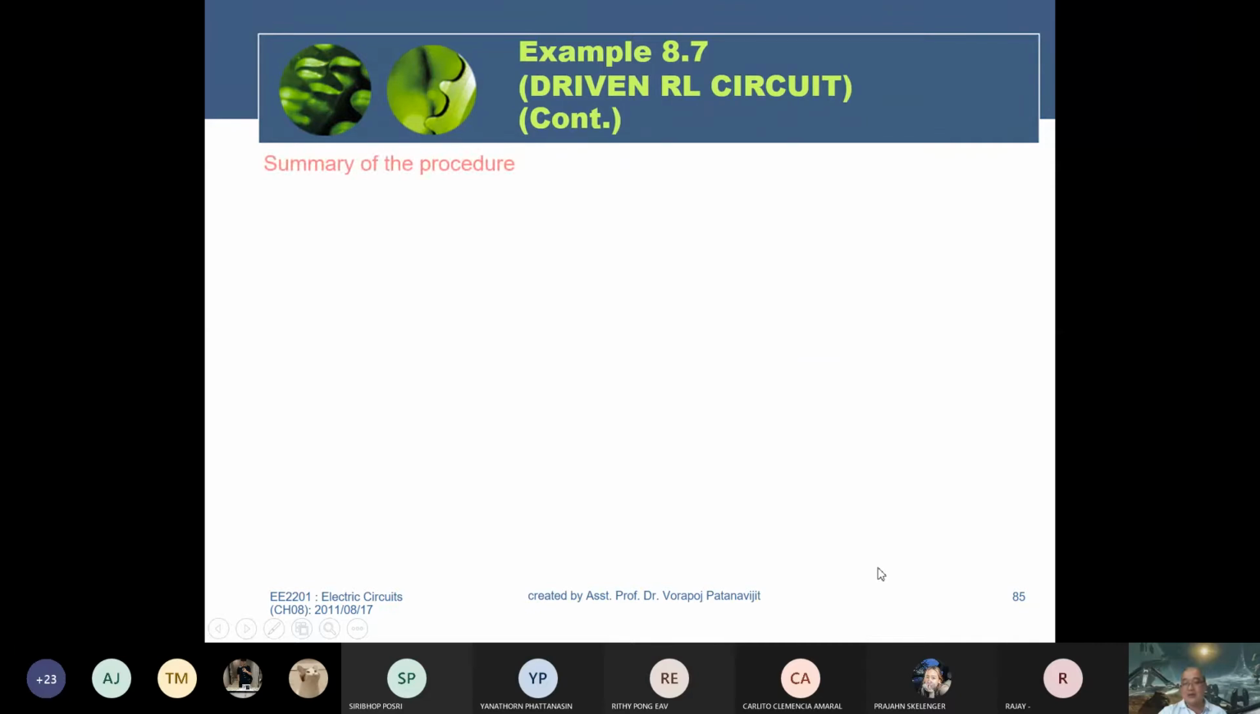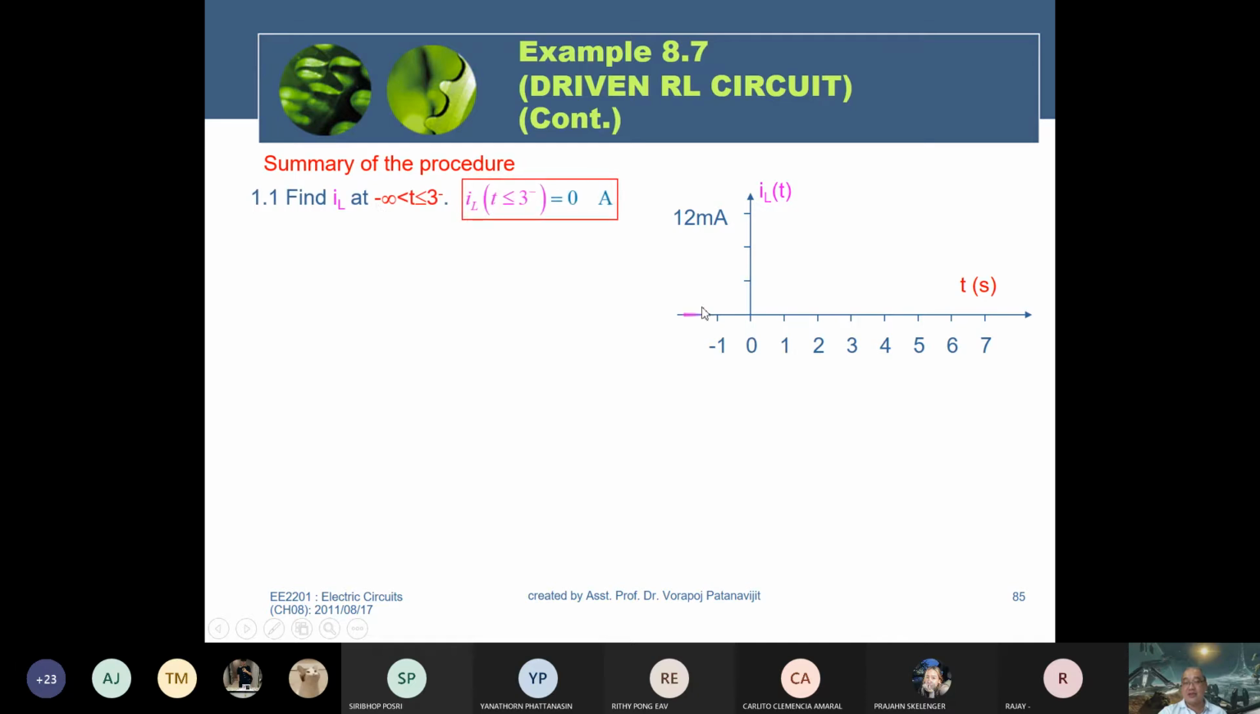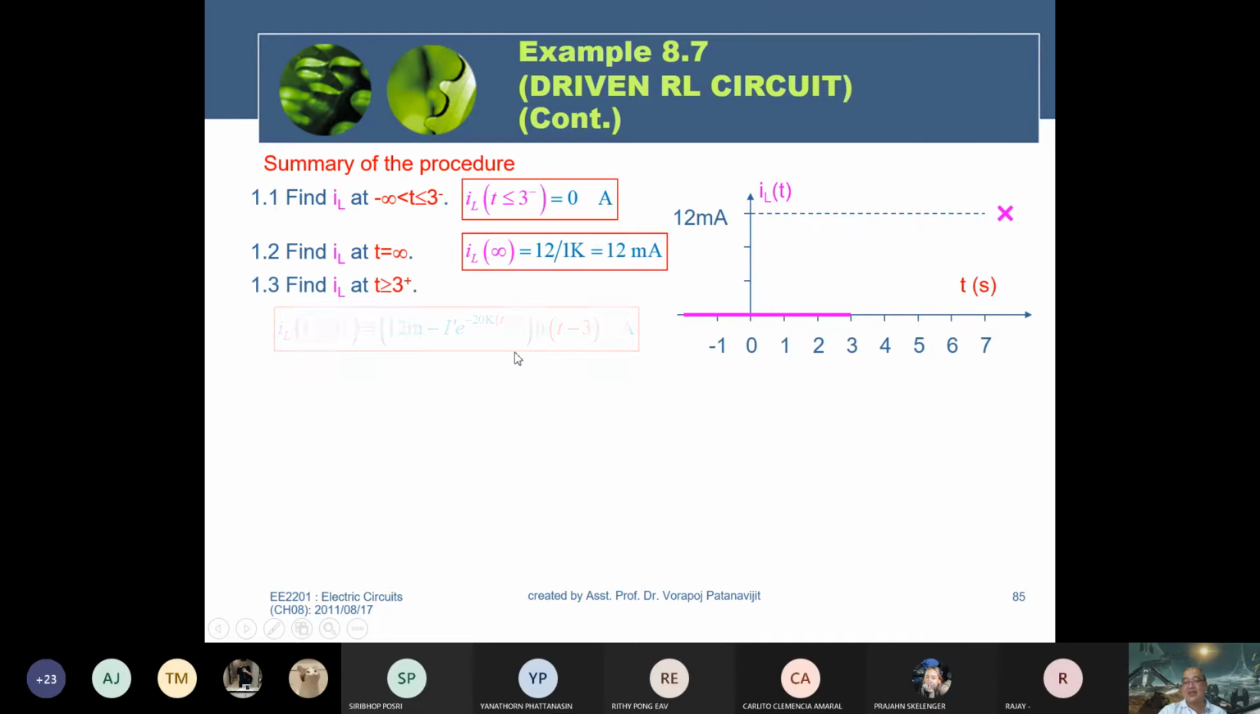Now, in the overall point of view, what happened? The inductor current for time less than 0 means no source is activated. Nothing is activated yet, therefore the current and the voltage will be 0. At time equal to infinity, the current will reach 12 milliamps, but the shape of the increase is in exponential form.